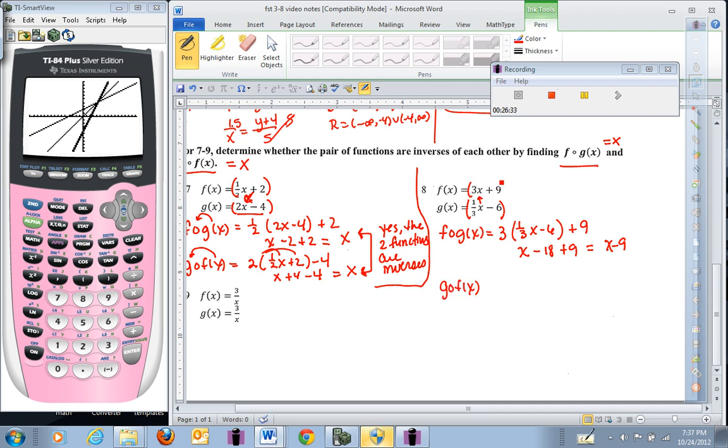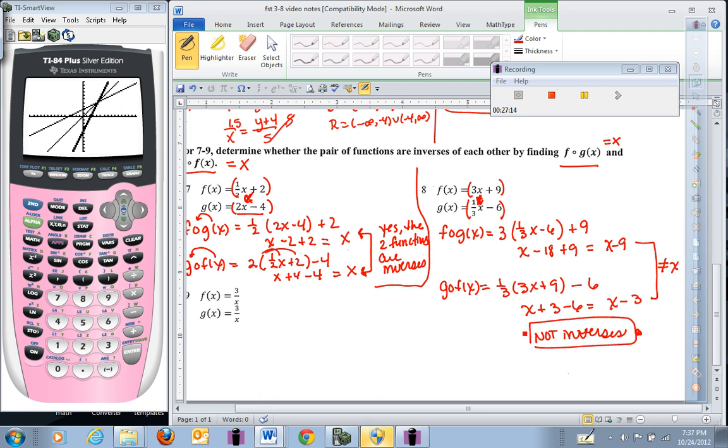That means we're going to put f into g. Alright, so we'll have 1/3 times 3x plus 9 minus 6. So x plus 3 minus 6, which equals x minus 3. What do you know about these? They are not equal to x, are they? They're not equal to x, and we're going to say that these are not inverses of each other.